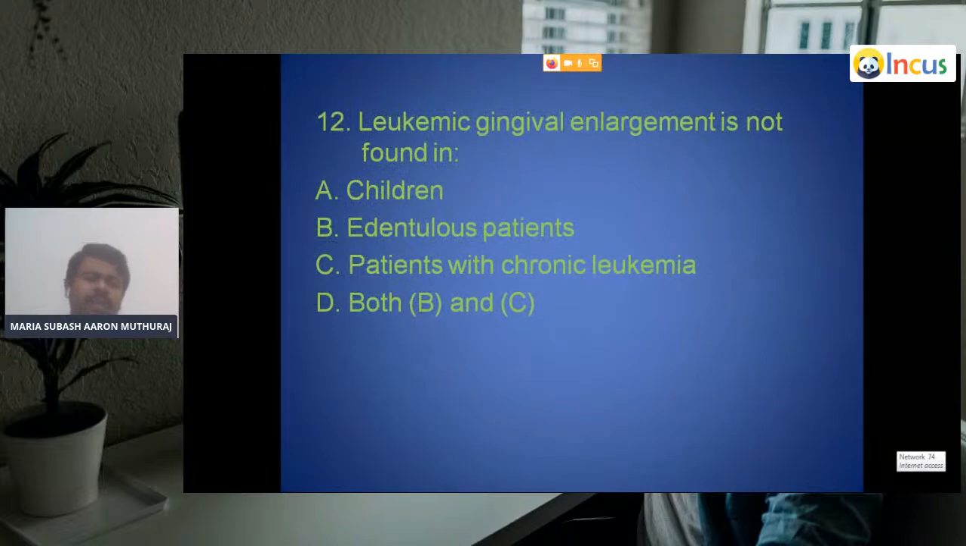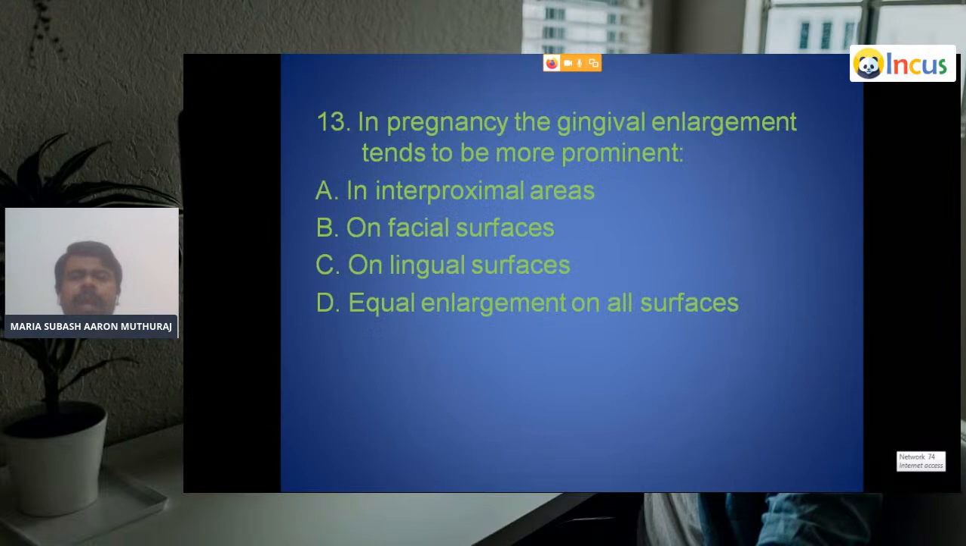In case of leukemic gingival enlargement, it is not found in children, edentulous patients, and patients with chronic leukemia. Commonly, leukemic gingival enlargement will be found in children. There is no age predilection at all. If a child is affected with leukemia, then gingival enlargement will be present. But in case of chronic leukemia and edentulous patients, leukemic gingival enlargement won't be present, because chronic leukemia is not commonly manifested with leukemic gingival enlargement, and in edentulous patients there won't be any accumulation of plaque. Therefore, there won't be any initiating factor. Therefore, the answer should be D, because in edentulous patients and patients with chronic leukemia, leukemic gingival enlargement is not present.